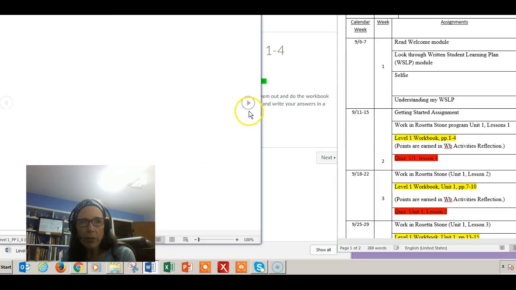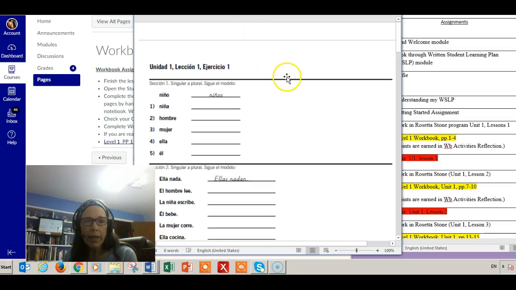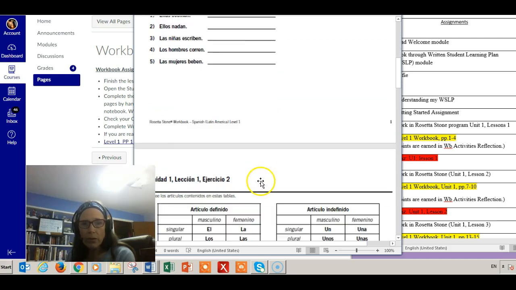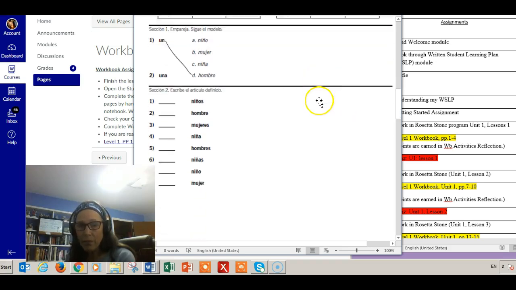It opens up in a Word document. You can print it out, or you can use a notebook and just write these answers on a piece of paper, write down 1 through 5, and go through and do these. You're looking at definite articles and indefinite articles. There are going to be questions about these, so you want to know what a definite article is and what an indefinite article is.